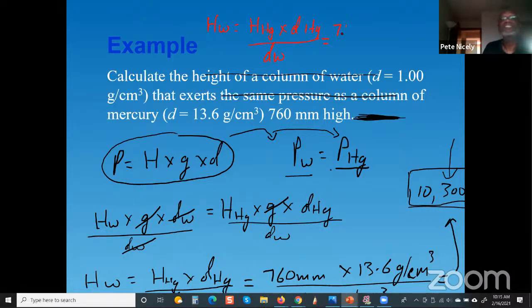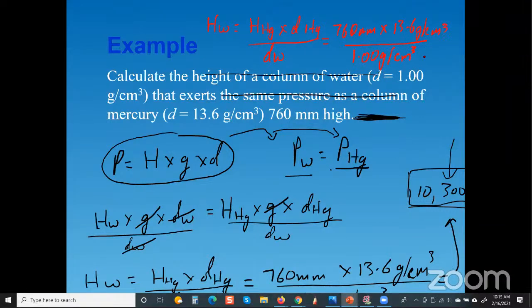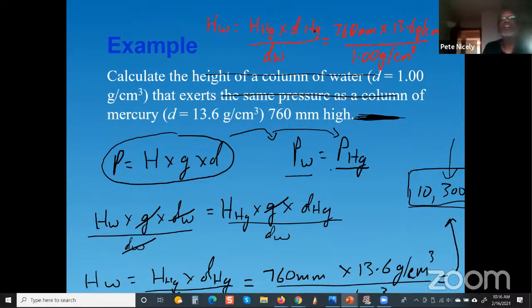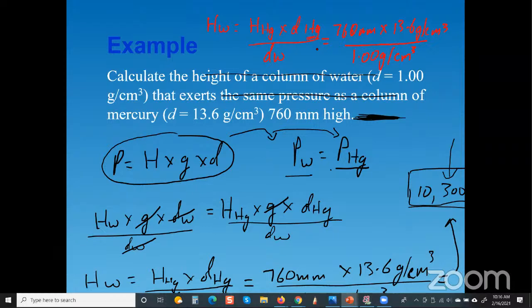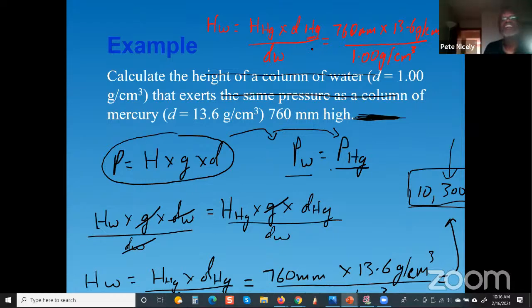So you're going to have 760 millimeters times the density of mercury, which is 13.6 grams per cm cube, divided by the density of water, which is 1.00 grams per cm cube, all right? And if you do the calculation, you're going to find— On the left side? I'm sorry? Is that DHY? No, DHG, I'm sorry. Mercury. That's the symbol for mercury, HG. Got that? Yes, sir. Okay, good.